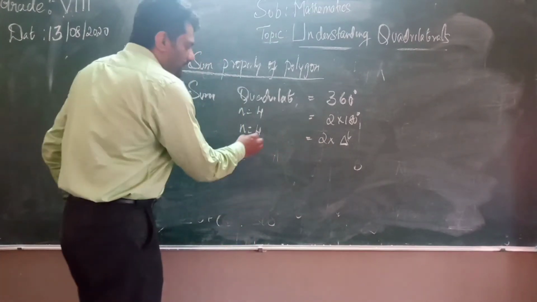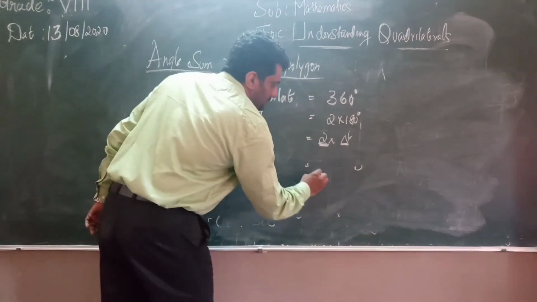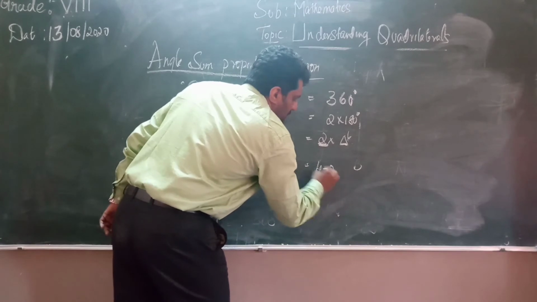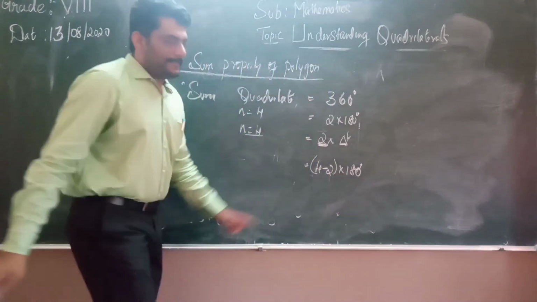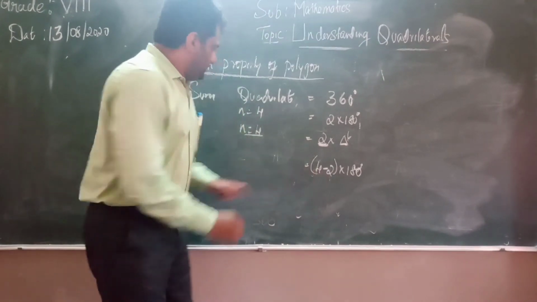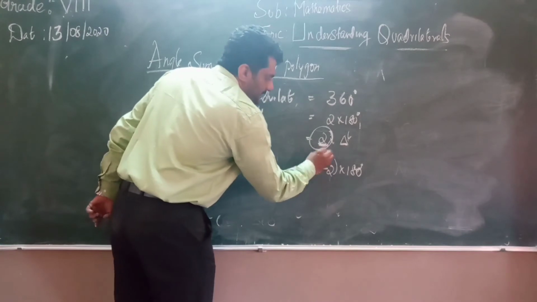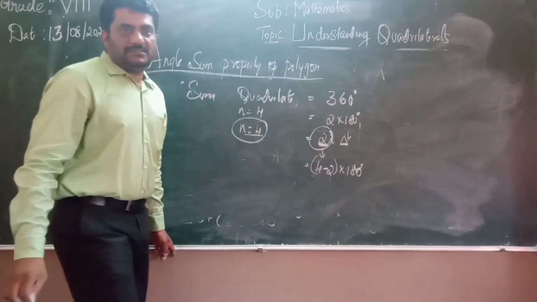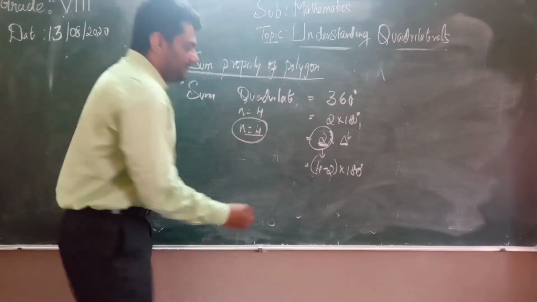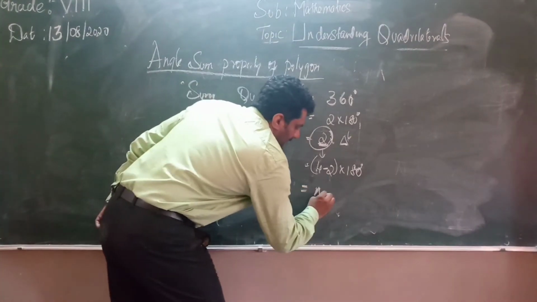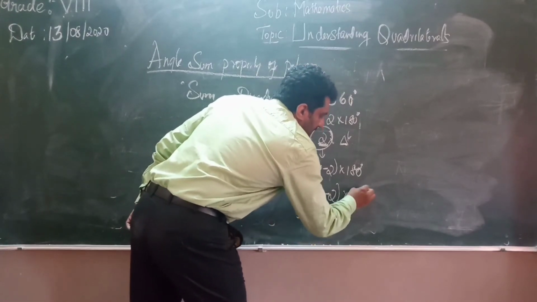Correct? Now here I have 4 sides, right? Can I write 4 as 4 minus 2 into 180 degrees? 4 minus 2. 4 is n. 2 I noted as 4 minus 2. Now replace 4 as n. You get n minus 2 into 180 degrees.